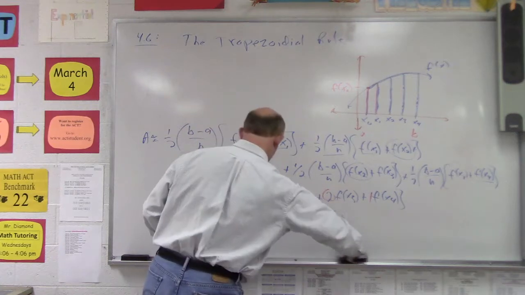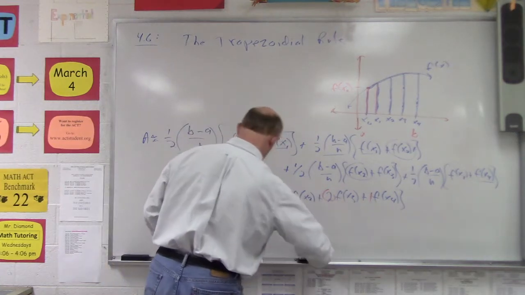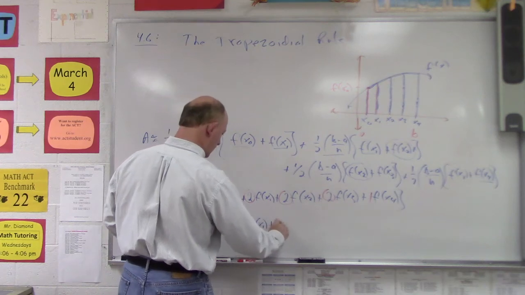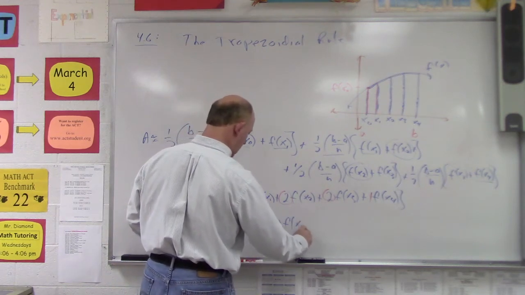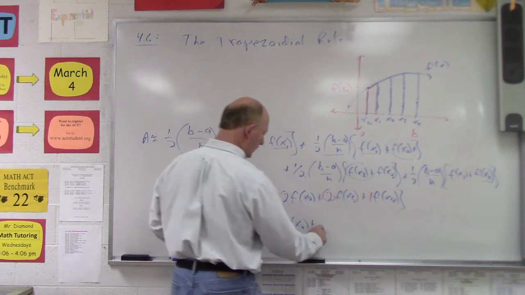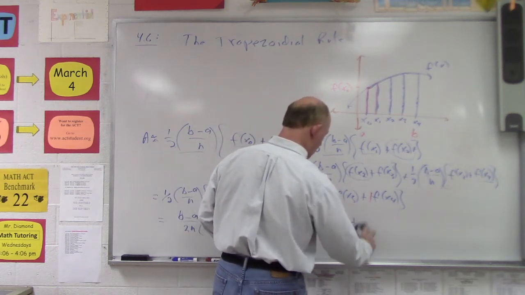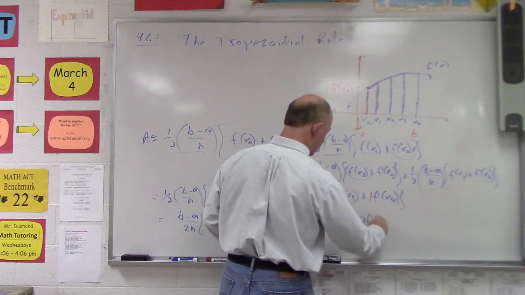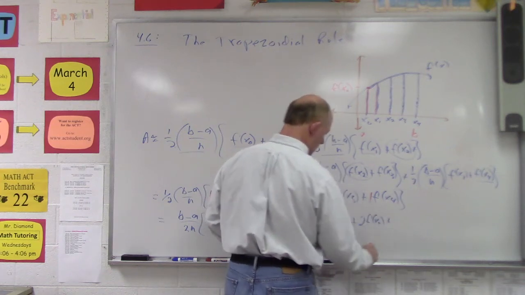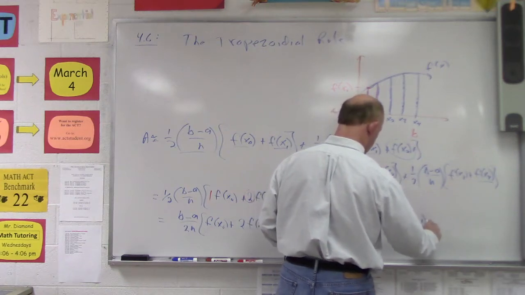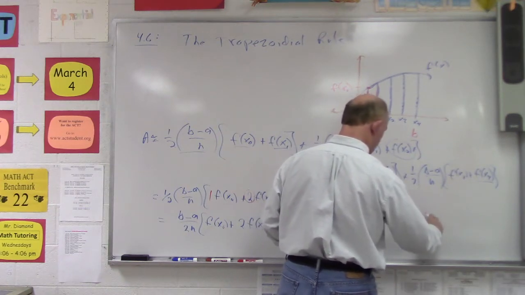This will be 2 also. Let me write this again. So you have 2 of them, so it'll be 2 times f of x of 1 plus 2 times f of x of 2 plus all the way down 2 times f of x of n, okay, plus f of x of n minus 1. That's 1 times f of x of n minus 1.